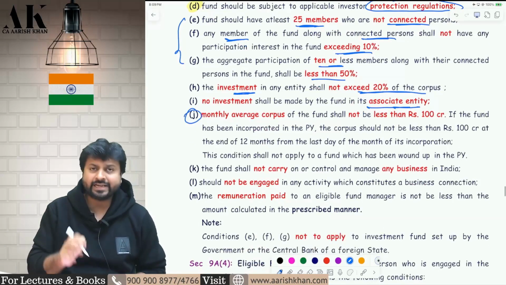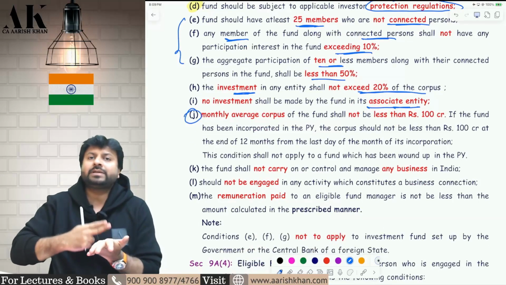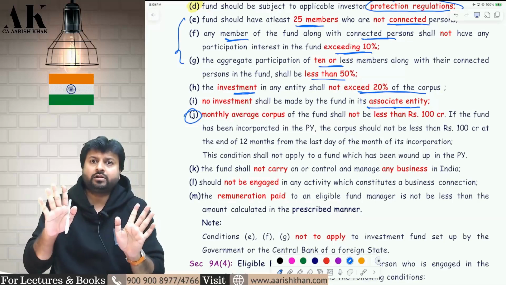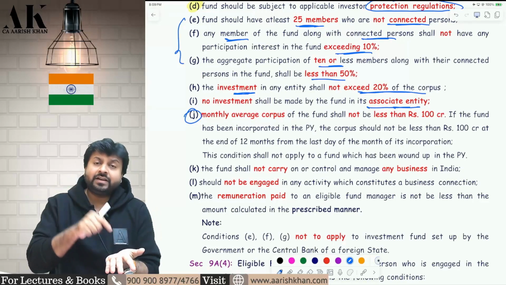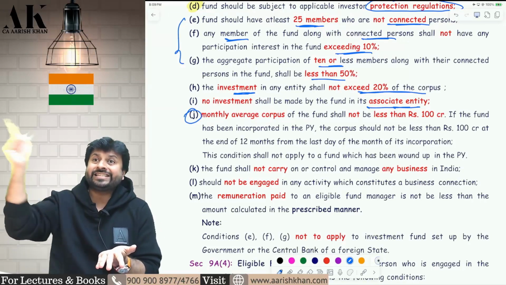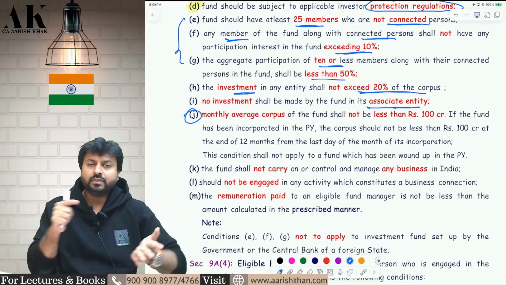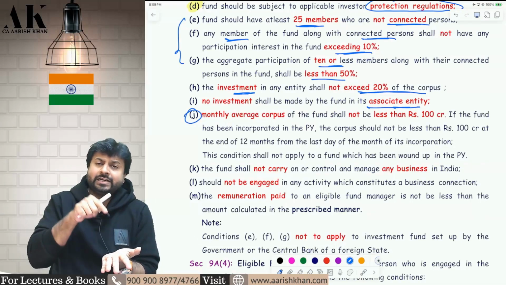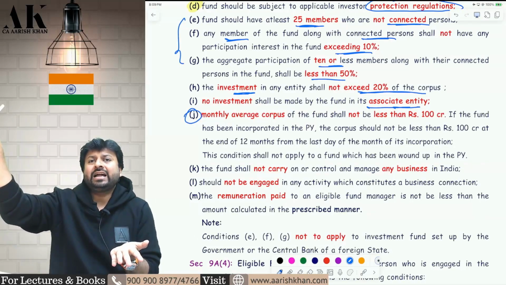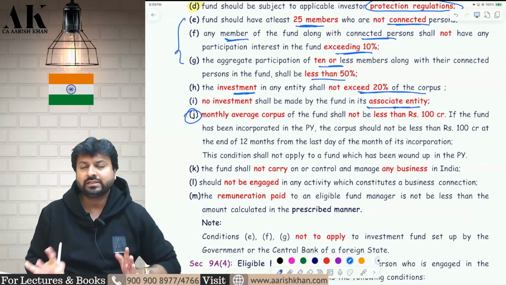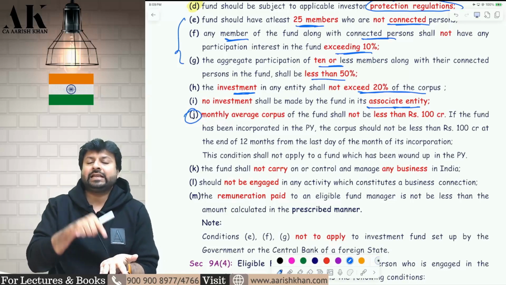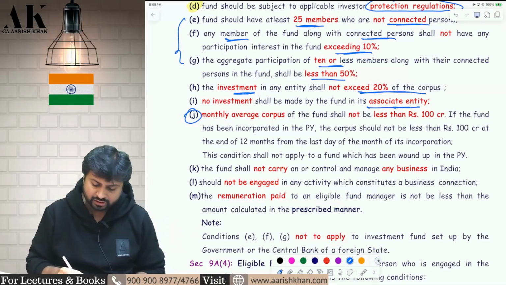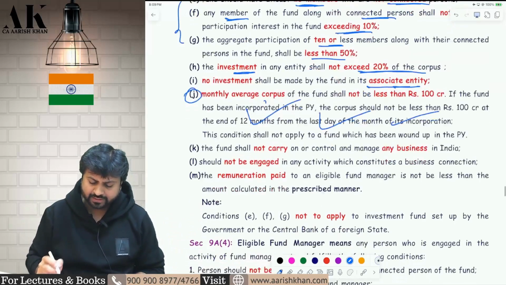Now, the next point, number J, has 3 points. The monthly corpus average of the fund should be 100 crore. Every month the average corpus of the fund should be 100 crore. If the fund is newly incorporated, then they should reach 100 crore within 12 months. So if the fund is incorporated in December 24, then it should reach 100 crore by the end of next November. That is, within 12 months, they should reach 100 crore. If the fund is closing this year, it is winding up this year, then this condition is not applicable. So these are the 3 points mentioned over here.